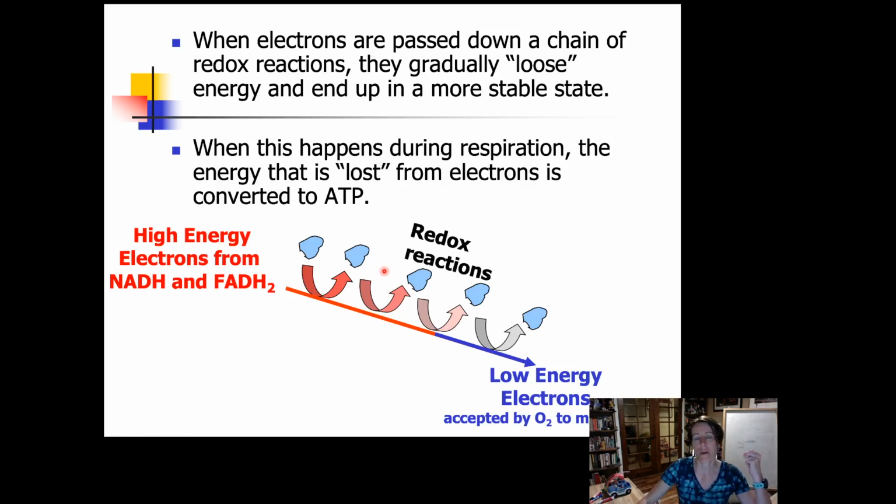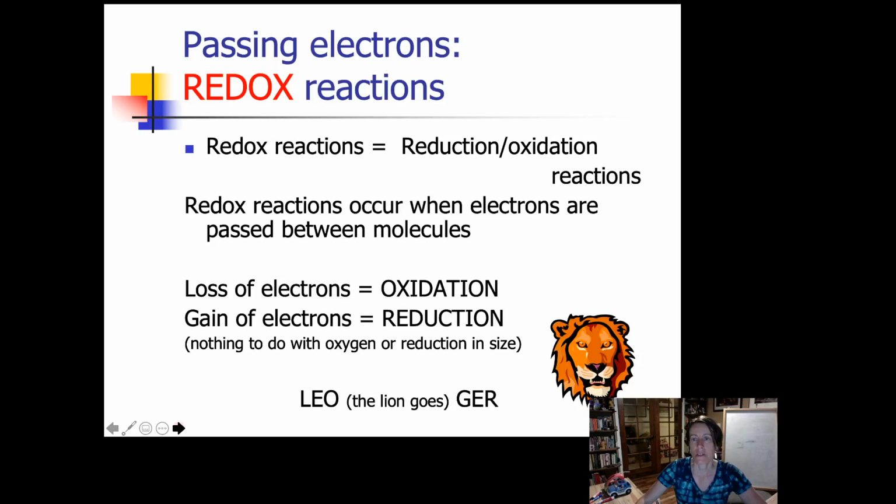But what we have going on here is something called redox reactions. We talked about redox reactions way back when we did our Benedict's test in lab, and they're coming back here again. So we're going to talk about what redox reactions are. Redox stands for reduction oxidation reactions, and redox has to do with electrons being passed between molecules. And we have that little saying that we talked about. Leo the lion says, grr. This stands for loss of electrons is oxidation.